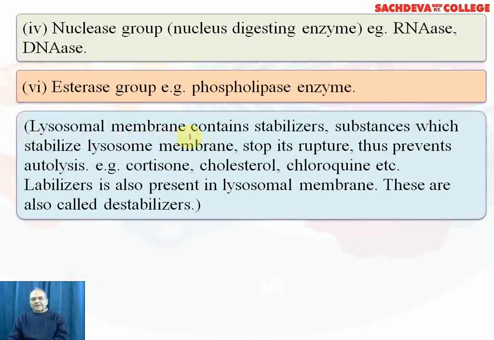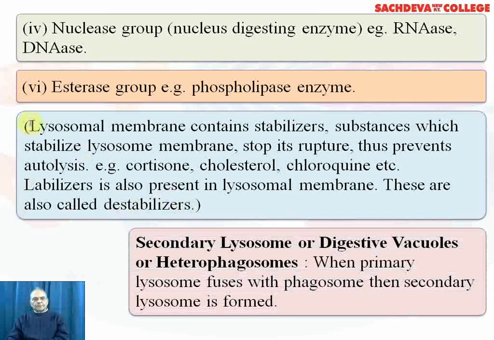Lysosomal membrane contains stabilizers. Substances which stabilize the lysosome membrane stop its rupture, thus preventing autolysis. Say for example cortisone, cholesterol, chloroquine, etc. Labilizers are also present in the lysosomal membrane, and these are referred to as destabilizers.